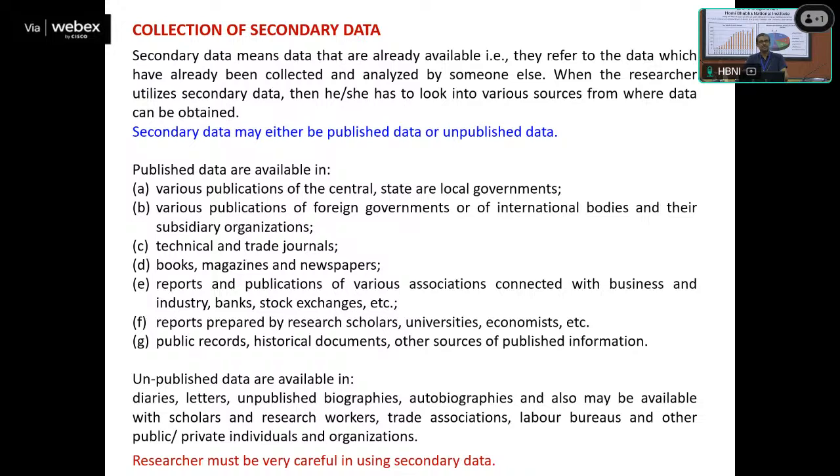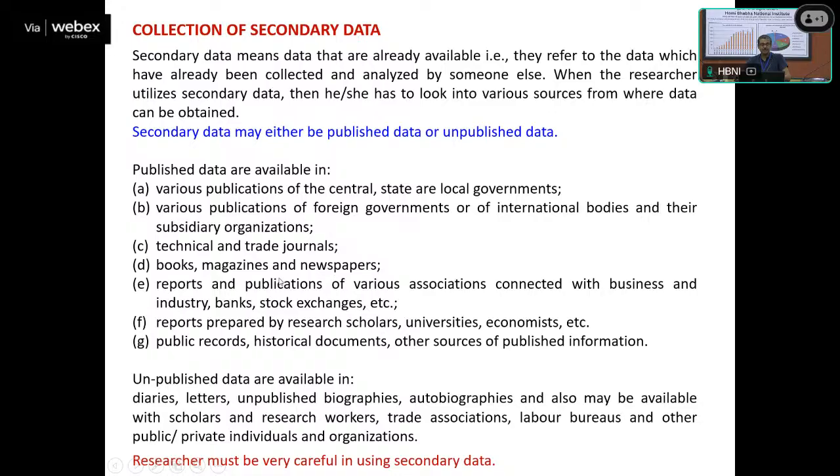Various types of sources you can use depending upon your requirement of data. First, it can be published or unpublished. For published data, what are the various sources you will approach? The various sources are the publications of state, central, and local governments, or even of foreign governments, international bodies and their subsidiary organizations, and journals. If it's technical, then technical journals; if it's trade related, trade journals, meaning journals depending upon your area of study.